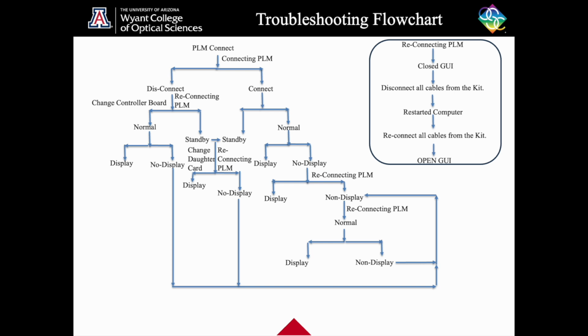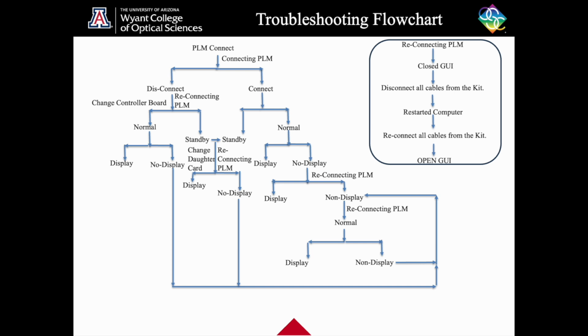Right now, I want to talk about the troubleshooting process. For troubleshooting, we need to connect the PLM. When we connect the PLM, you will see two results on the GUI. The first is disconnect, and the second is connect. I will talk about disconnect first. For disconnect, as I said before, we need to change the control board and reconnect the PLM. You will see normal or standby. I will talk about normal first.